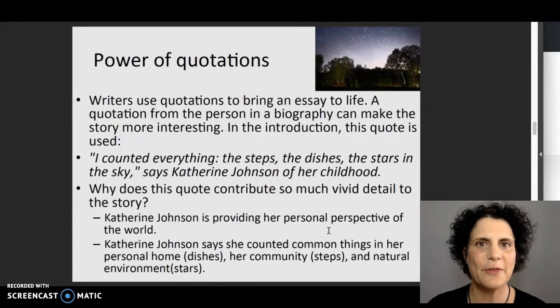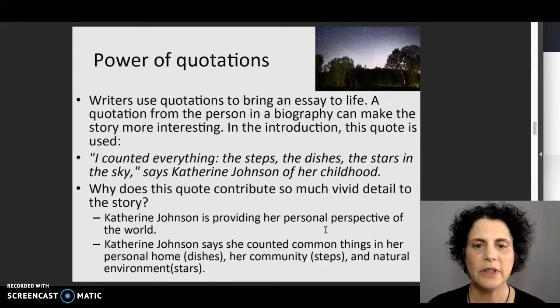The power of quotations. Writers use quotations to bring an essay to life. A quotation from the person in a biography can make the story more interesting. In the introduction, this quote is used: "I counted everything, the steps, the dishes, the stars in the sky," says Katherine Johnson of her childhood.